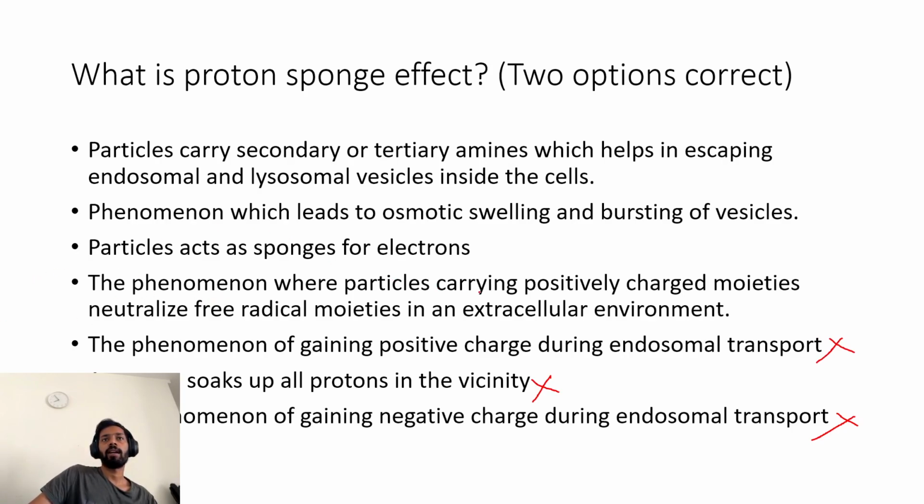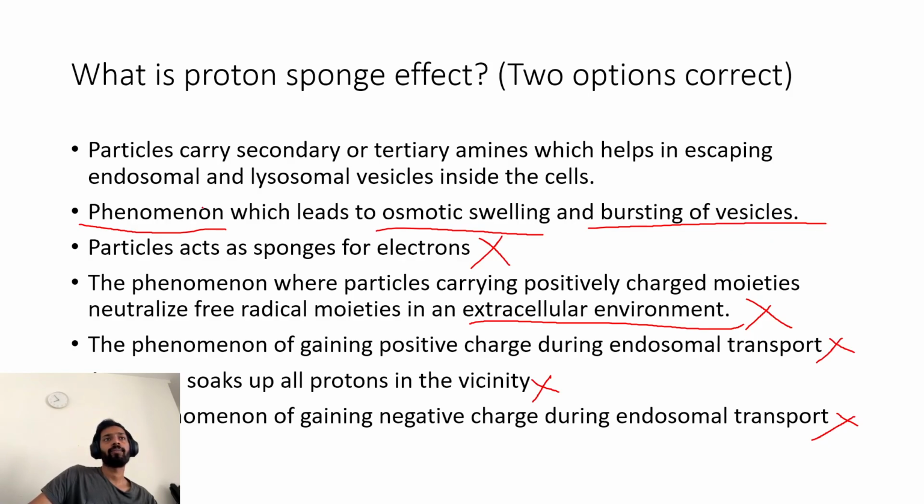The phenomenon where particles carrying positively charged moieties neutralize free radical moieties in an extracellular environment. We are not talking about extracellular space here, right? We're talking about a completely intracellular environment, whether it's in endosomes or lysosomes or outside of these endosomes and lysosomes, that's for further details. But initially, at least, we're not talking about the extracellular environment. So that's the wrong answer. Particles act as sponges for electrons. Not true. And the phenomenon which leads to osmotic swelling and bursting of vesicles.